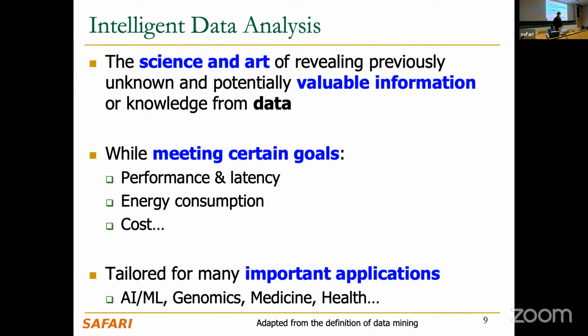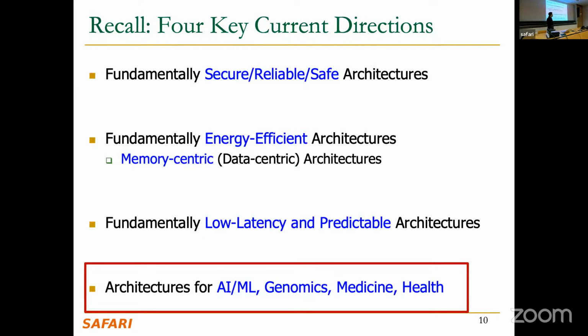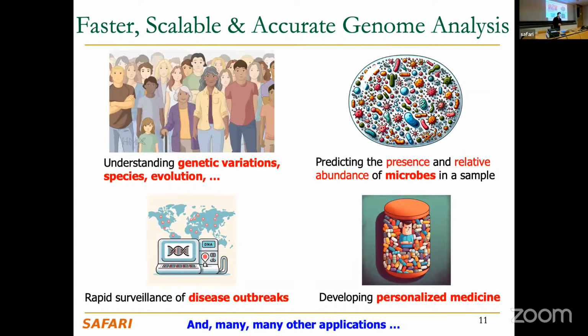And essentially, what we really want to do is enable intelligent data analysis that is tailored for many important applications such as AI, ML, genomics, medicine, or health. I guess you may remember this slide from the first lecture. If you remember, we have four key directions in our group, and this is one of the directions we're taking. We're designing hardware and software together to accelerate these important applications.